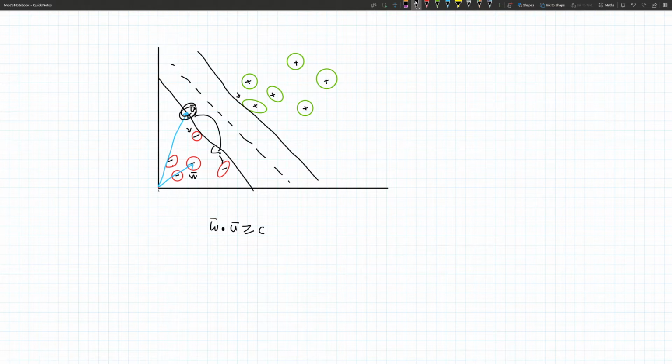If this dot product is above C, it will be on this side, and if it's below C, it will be on this side. So in general, from this equation we can say that W dotted with U plus some constant B is greater or less than 0. This is the decision rule.